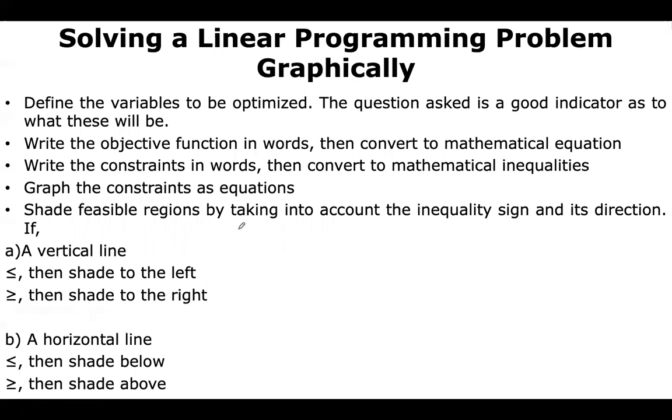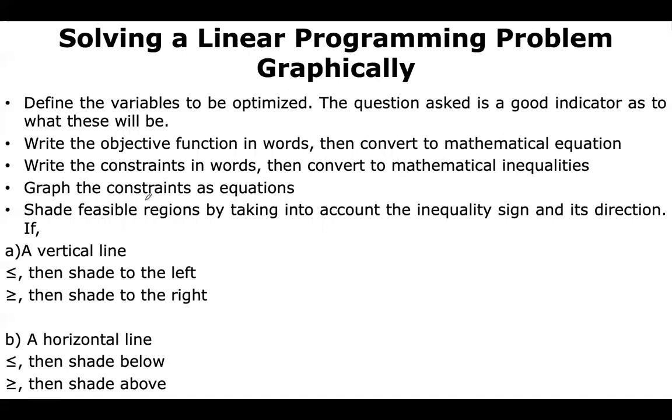Okay, so first of all, we need to define the variables to be optimized. That is our decision variables. The question asked is a good indicator as to what these will be, like what we need to produce, how many units of product A and product B we need to produce. So those will be our decision variables. Write the objective function in words and then convert it into a mathematical equation. Write the constraints in words, then convert them to mathematical inequalities, because it will be either greater than or less than, equalities or inequalities. Graph the constraints as equations.